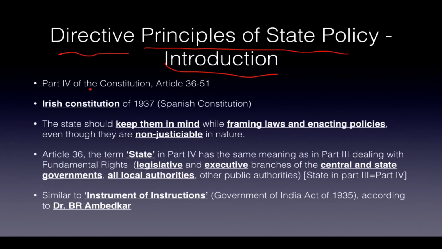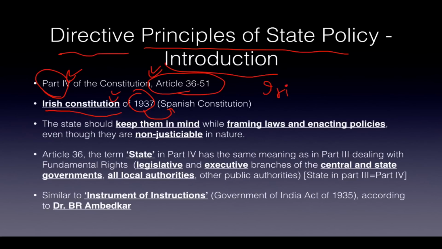So some basics about this DPSP. It comes from part 4 of the Constitution. Obviously, we have done part 1, India, that is Bharat shall be a Union of States, Articles 1 to 4. Then 5 to 11 deals with citizenship of India. 12 to 35 deals with fundamental rights, and 36 to 51, that is part 4 of the Constitution, deals with DPSP. And it has been adopted from the Irish Constitution of 1937, which indeed adopted it from the Spanish Constitution. So whenever the question comes, we have adopted the DPSP portion from the Irish Constitution.